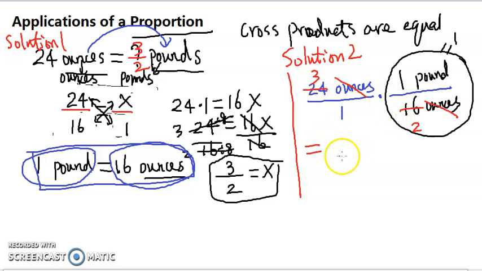And now multiply straight across. The top times top, 3 times 1 is 3. Ounces is cancelled. We're left with a pound on the top. And notice the bottom, we're left with 1 times 2, which is a 2. So the answer is 3/2 pounds. And as you can see, we got exactly the same answer, but this is a different way. We're not using proportion, we're using fractions to do the conversion.